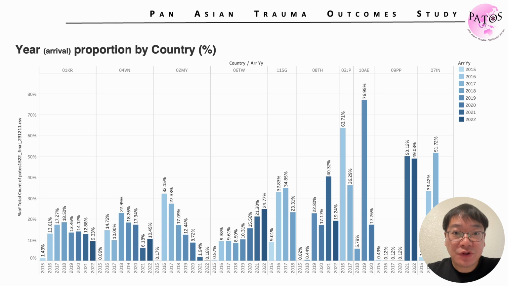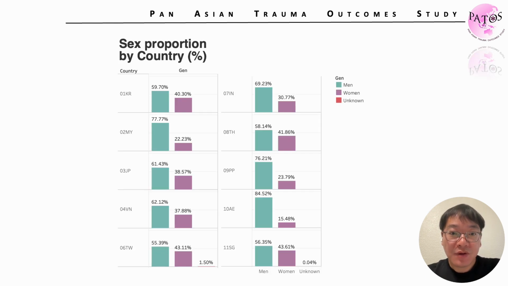This graph shows you the arrival year proportion by country. Some countries enter the data continuously, but some countries cannot enter the data recently, and some countries input the data recently. The proportion of women or men is different between countries. In UAE, about 85% were men, but in Taiwan, 55% were men. Malaysia and Philippines also show a higher men proportion, about 70%.